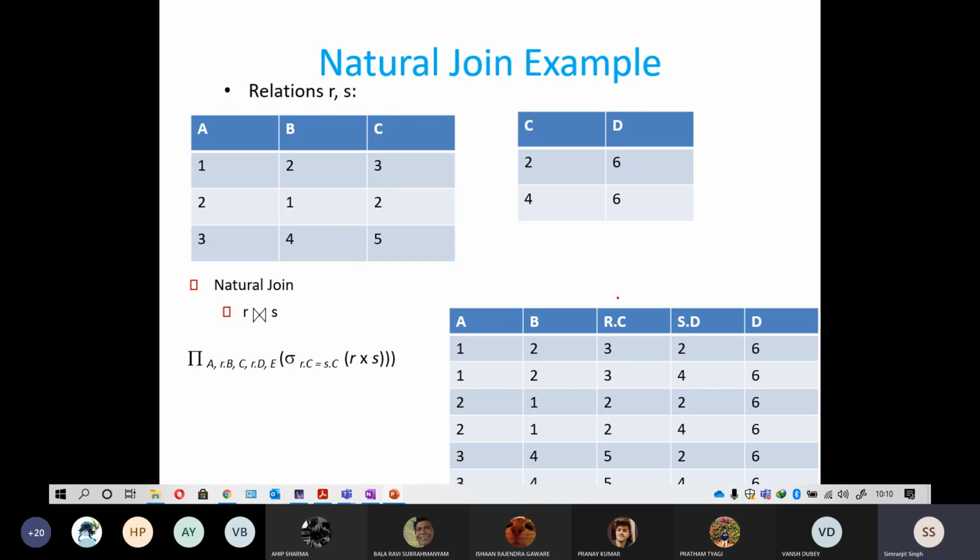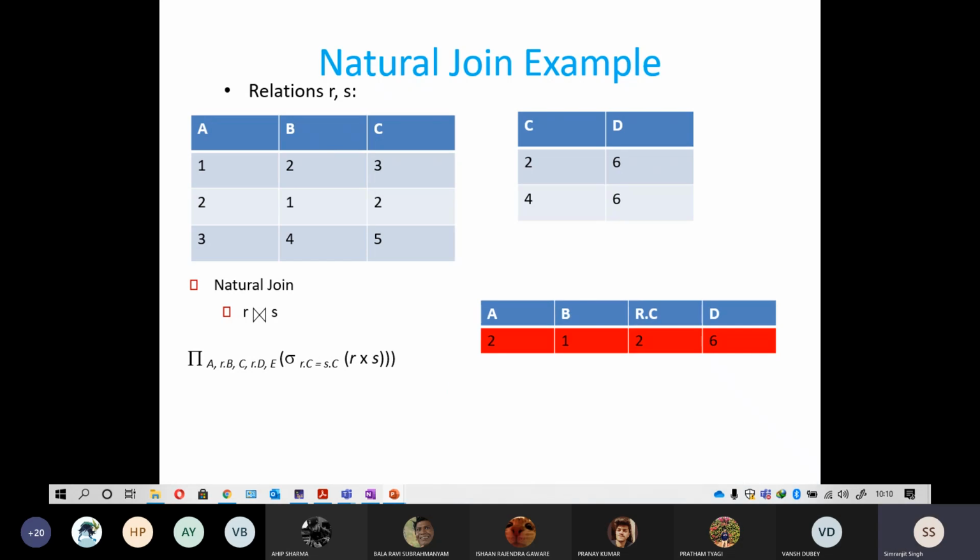So A B R into C and S into D means that they are giving the same column. I think it should be S into C. Because the column name is the same here, they are identifying it with the help of the relation name, the table name, that is R dot C and S dot C. You're seeing here only this particular column is called. That is how your natural join works.